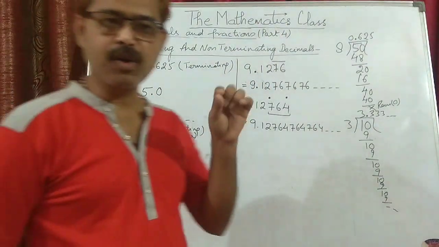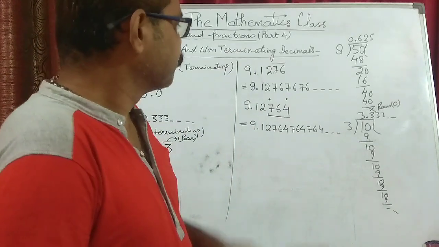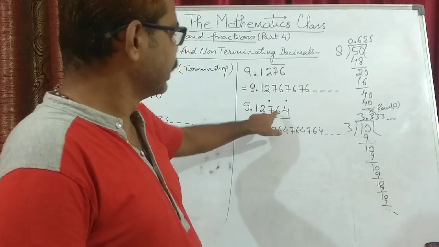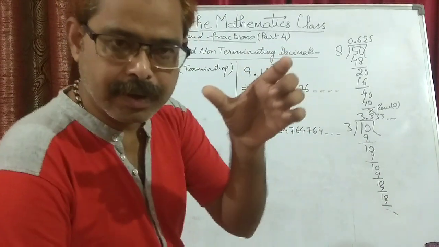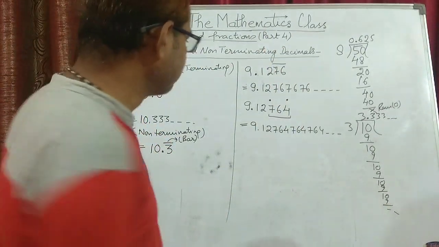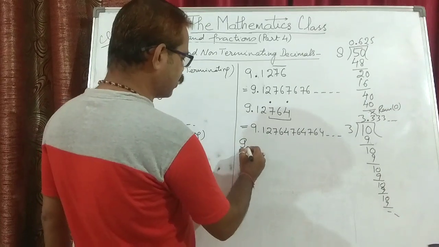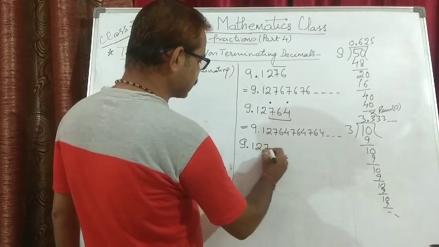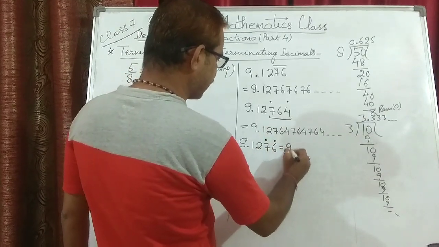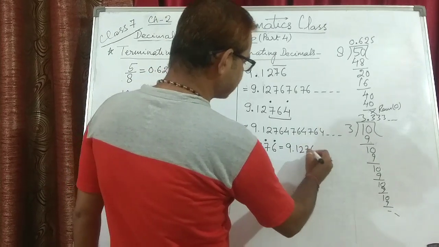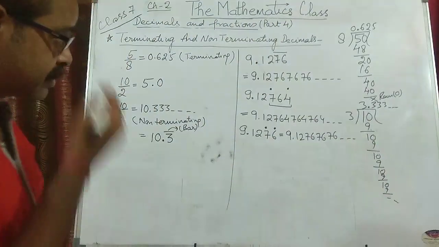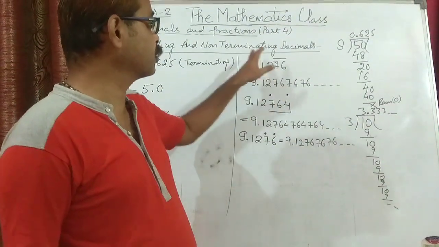If in some books bar is not placed, you will find dots on the digits. Suppose there are dots on 2 digits. It means the whole digits which are coming in between those dots are repeated. Let's say 9.1276 with a dot and again one dot. It means 9.12767676 and so on. This is all about non-terminating.